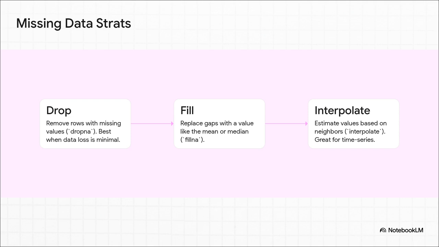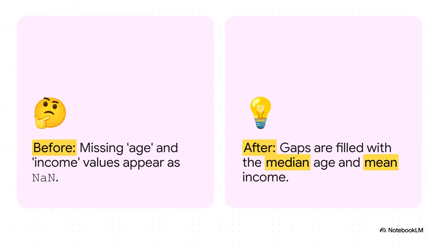The key is, the right choice always depends on your specific situation. So check this out in action. Instead of just deleting John's record because his age is missing, we can fill it in. We'll use the median age of the whole dataset. And for Jane's missing income, we can pop in the average income. Just like that, our data is complete, and we didn't have to throw away any valuable information.